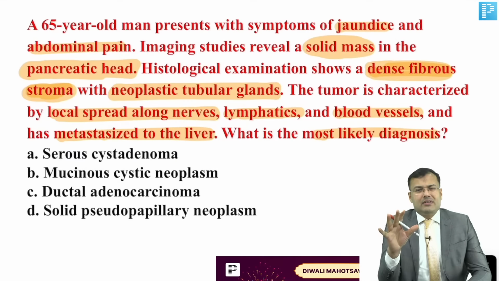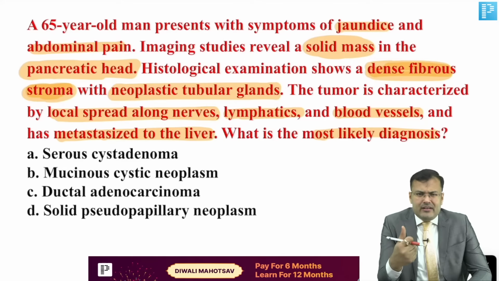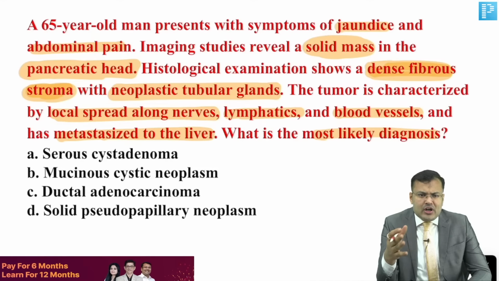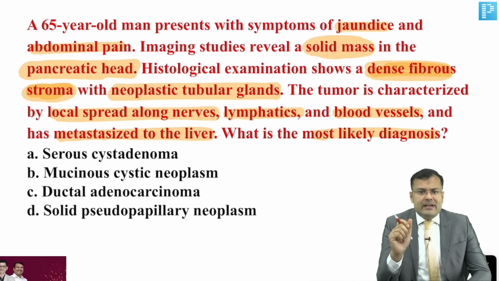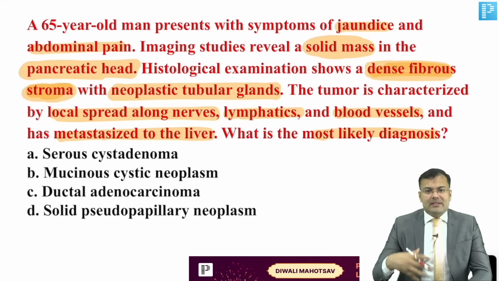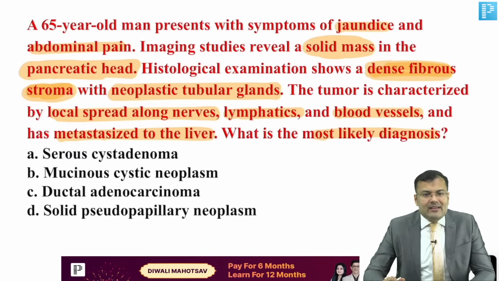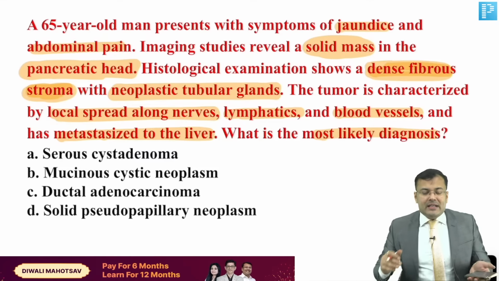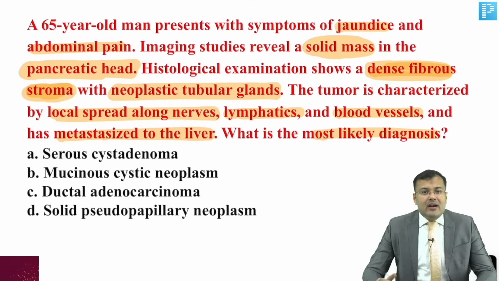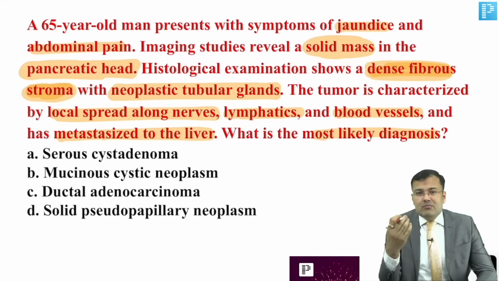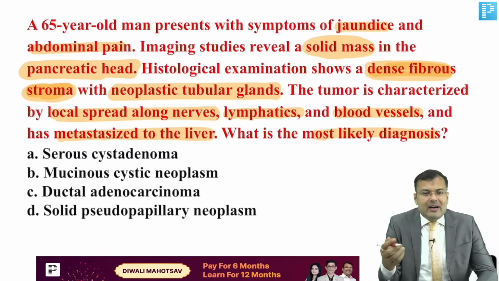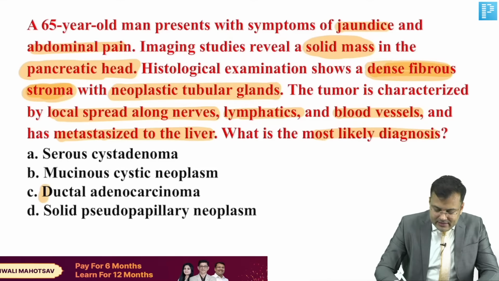Let me tell you. First, guys, if malignancy is there in the head, most probably it is adenocarcinoma. Second, there is jaundice also. Another feature of adenocarcinoma is extensive desmoplastic reaction. There are neoplastic tubular glands. There is spread along nerves, lymphatics, blood vessels. So, this is ductal adenocarcinoma, the most common type of carcinoma pancreas. It's ductal adenocarcinoma arising from the head. So, what is the correct answer?